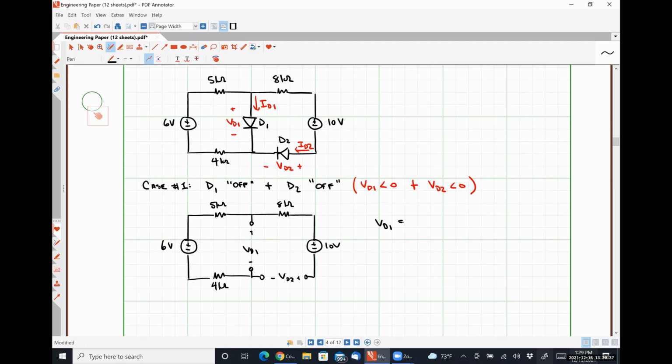Is there any current flowing in this circuit? No. What's VD1? 6 volts. Which is an incorrect guess because it's positive. Just for the hell of it, what's VD2? KVL around the outside loop. -4, based on the polarity, right? So we would have 10 is equal to 6 minus VD2.